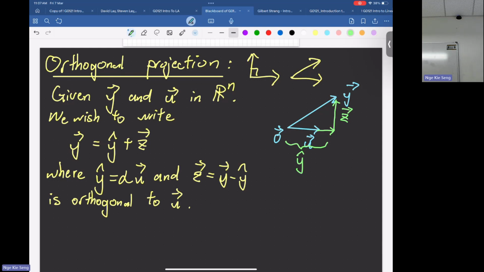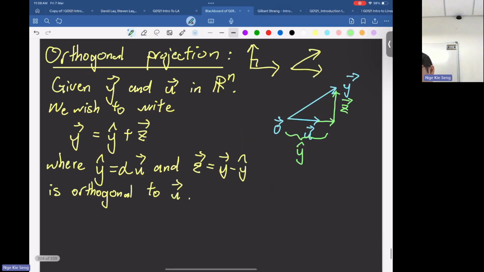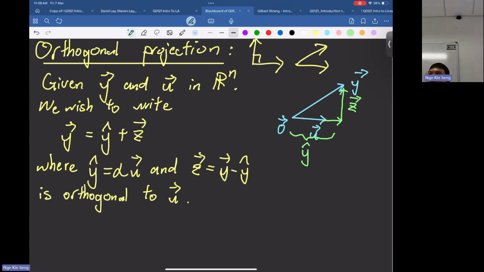Okay, so this is what we're gonna do. And then we will introduce a lot of naming, just names, so don't worry. But the idea is this. I give you a vector, we fill it up into a right angle triangle. Okay, so how to do this? How to find it? So let's see how we find it.